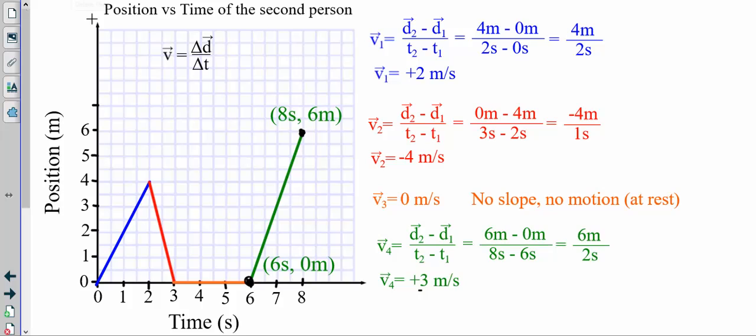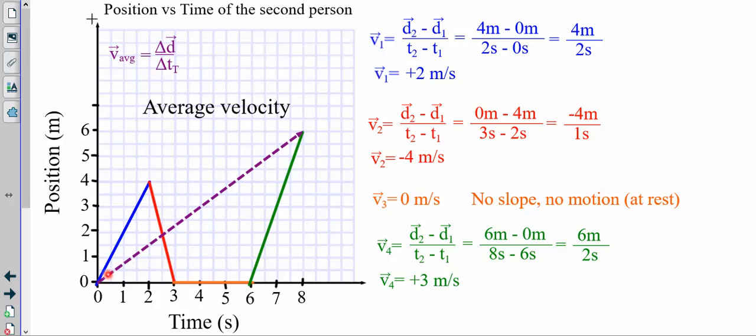Okay, so those are just all your slopes and how they relate to velocity, right? So the slope of a position time graph is your velocity. Please don't forget that. So the last little bit is finding the average velocity. So the average velocity, in this case, we're going to do the average velocity over the entire 8 seconds. So because it's going to be over the entire 8 seconds, I would just draw a new slope from the very beginning to the very end.